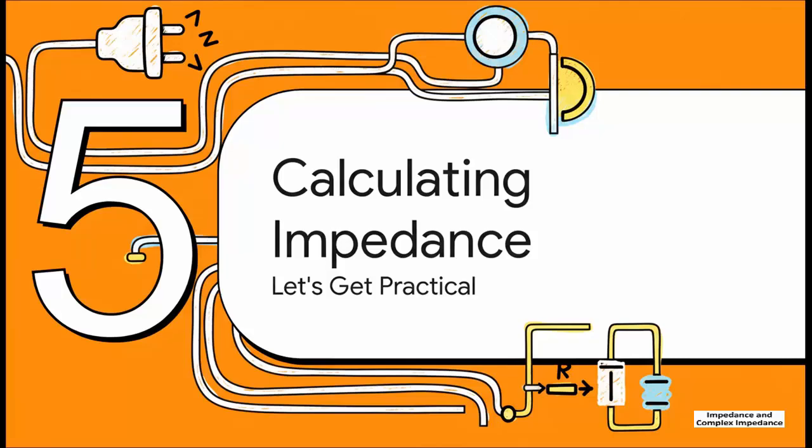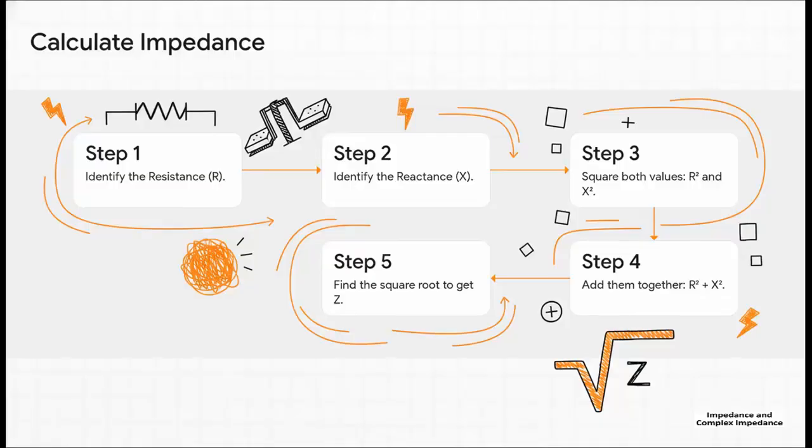Okay, that's enough theory. It's cool to see it as a triangle, but let's make it real. Let's see how we can use that formula to figure out the total opposition in an actual circuit. Honestly, the process is just walking through the formula. Step 1, you find your resistance value. Step 2, you find your reactance value. Then you square both of them, add those two squared numbers together, and finally take the square root of the whole thing. Boom, that's Z, your total impedance.